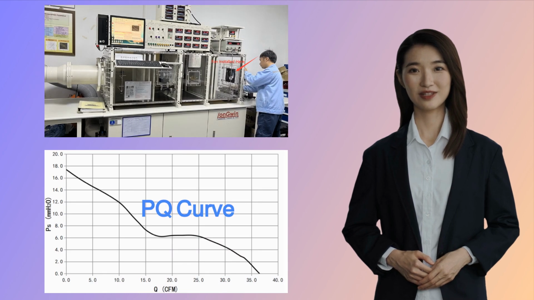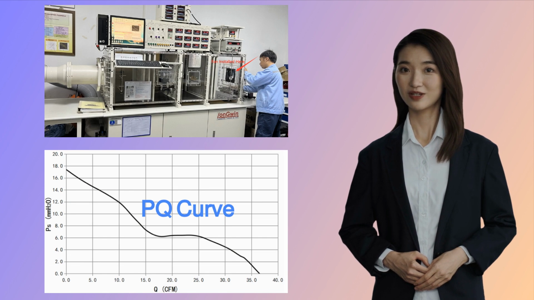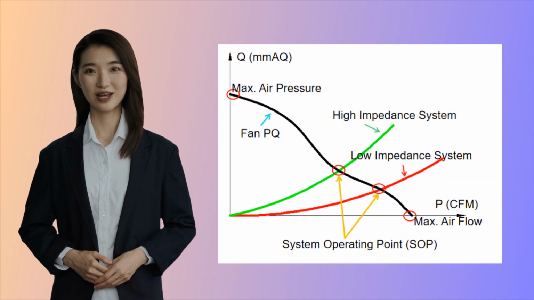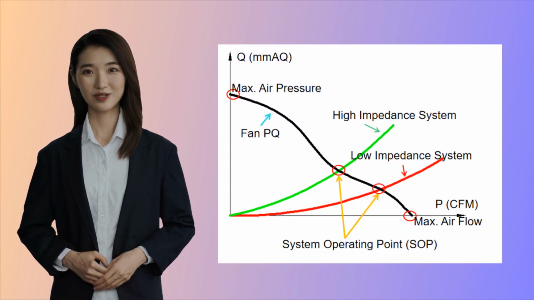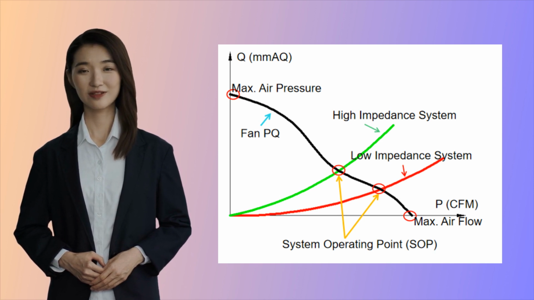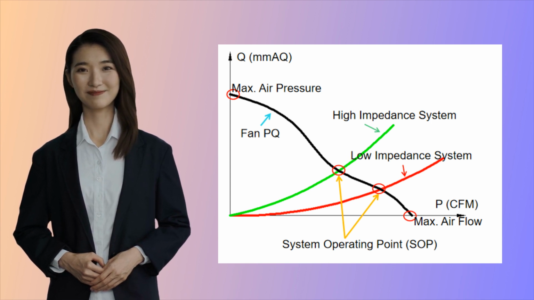When we install the fan into an air tunnel for testing, it will give us the fan's airflow static pressure characteristic curve, also known as the PQ curve, as shown on the left. By obtaining the fan's PQ curve and combining it with your system impedance curve, we can identify the operating point, OP, for your system. This is the point where the fan's PQ curve and the system's impedance curve intersect.